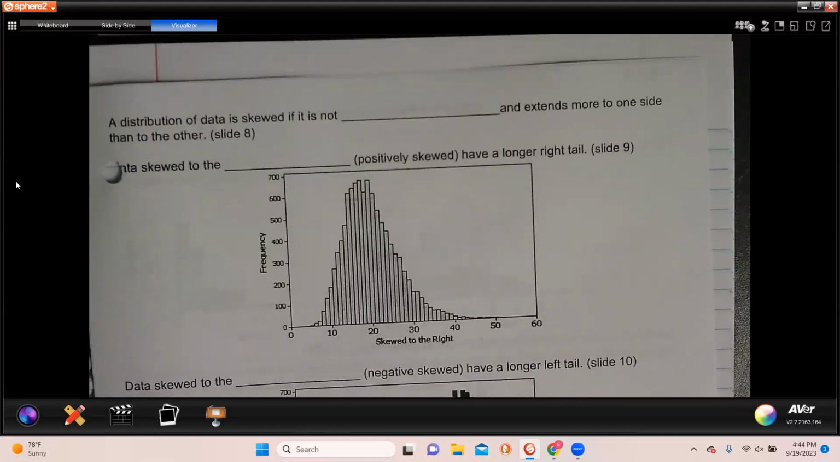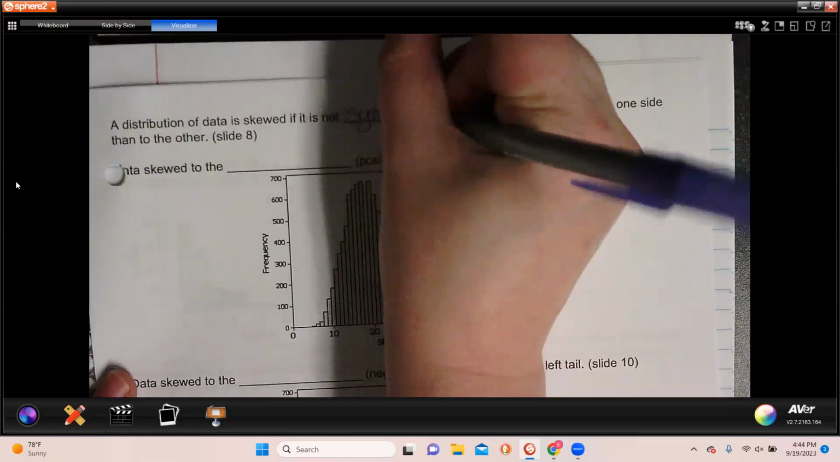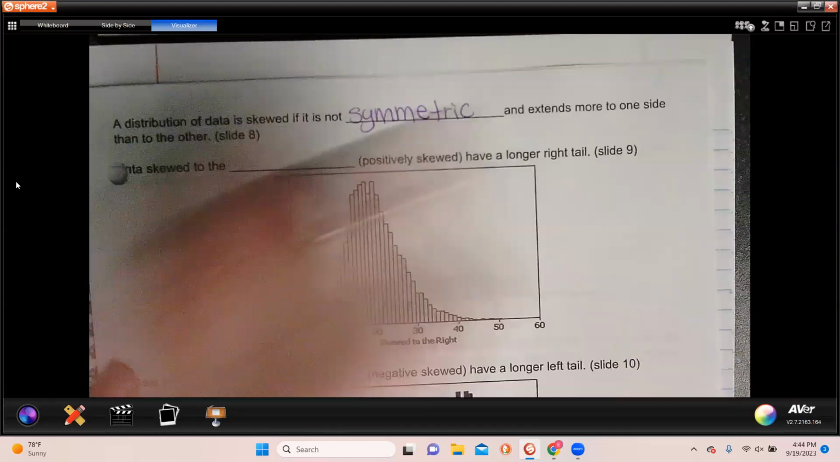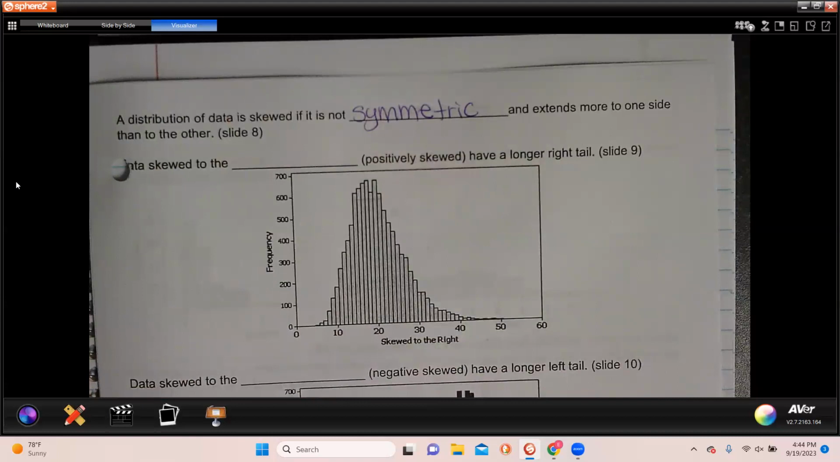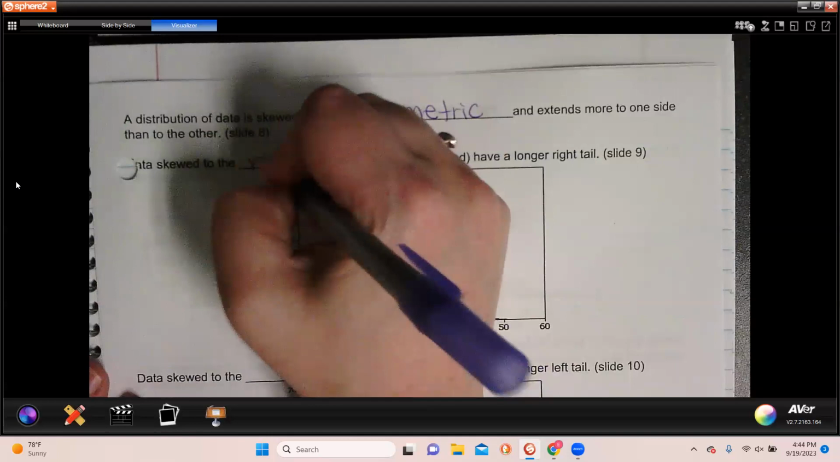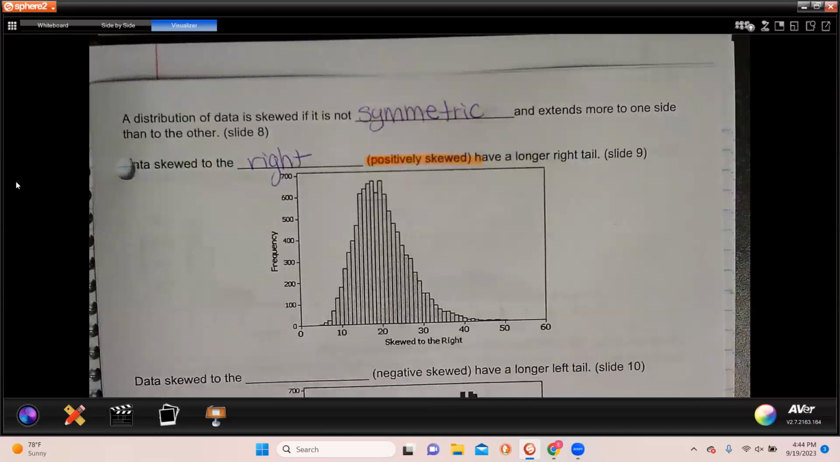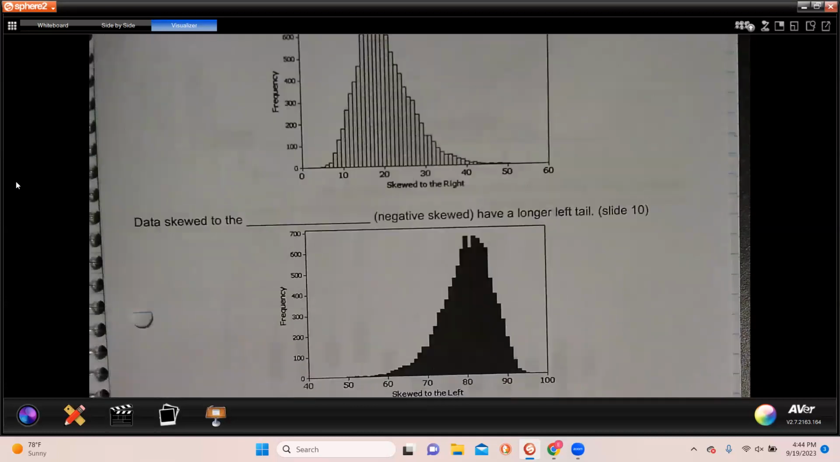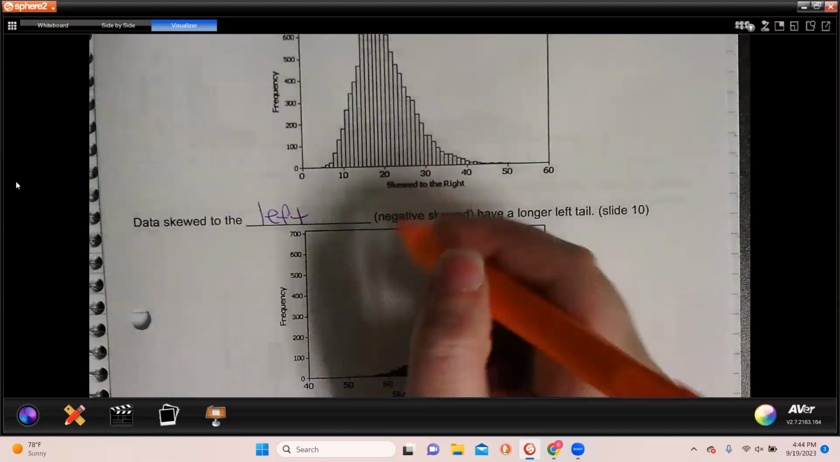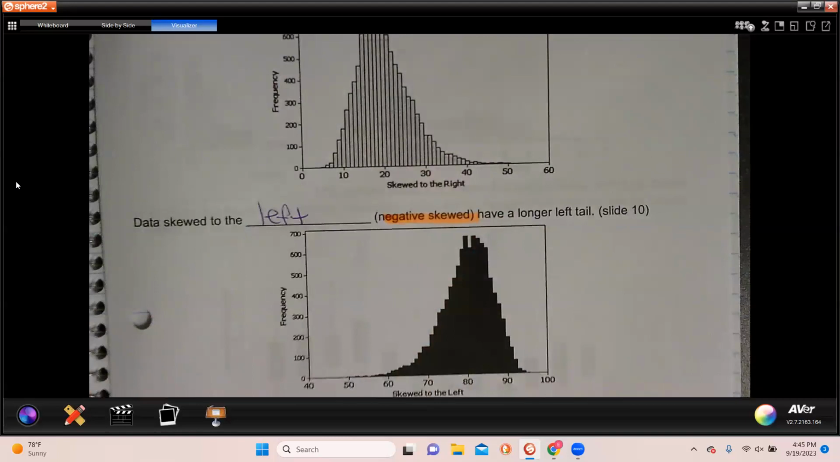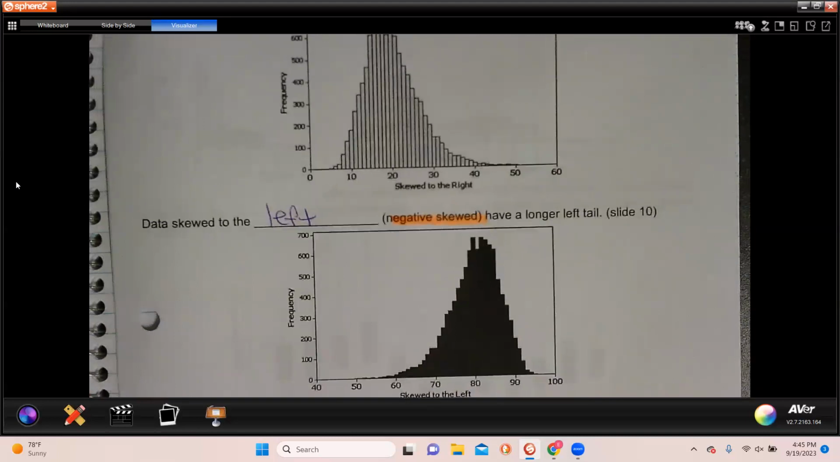All right, so a distribution of data is skewed if it is not symmetric, if the left does not match the right and extends more to one side than to the other. Data skewed to the right is positively skewed because it's skewed towards the more positive numbers, and has a longer right tail. Data skewed to the left is negatively skewed because more negative numbers are on the left, and has a longer left tail. So this is how you can identify these different shapes.